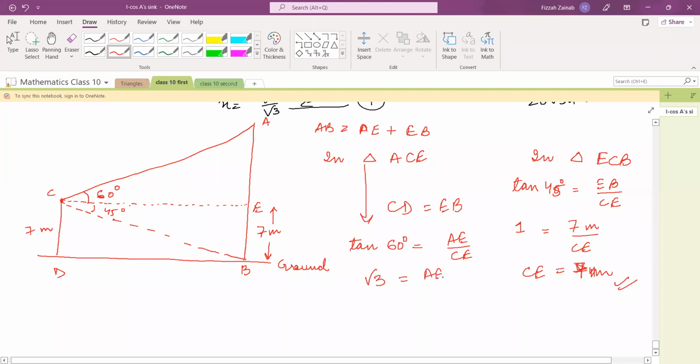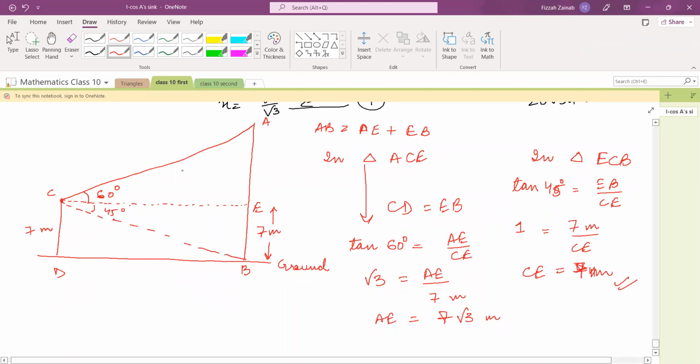AE, I don't know, I want to find. CE, I have already found 7 meter. Now cross multiply. So my AE becomes 7 under root 3 meter. All right, correct?